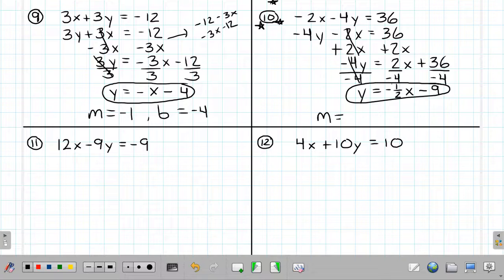And once again, slope, we just look and see that it's negative 1/2. Y-intercept, we just look and see that it's negative 9.